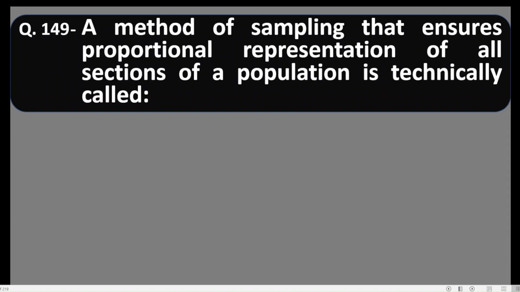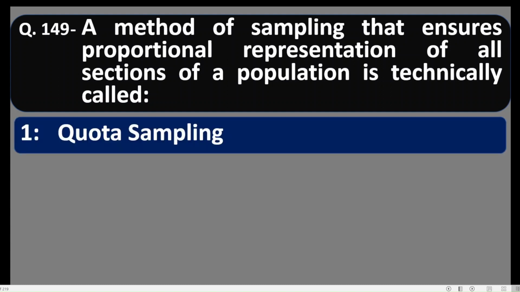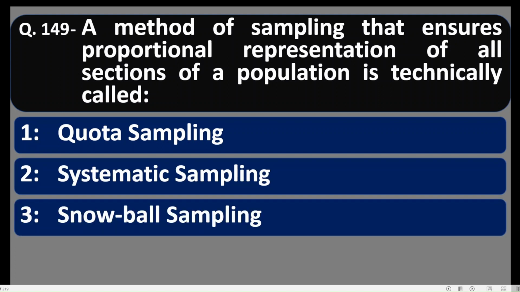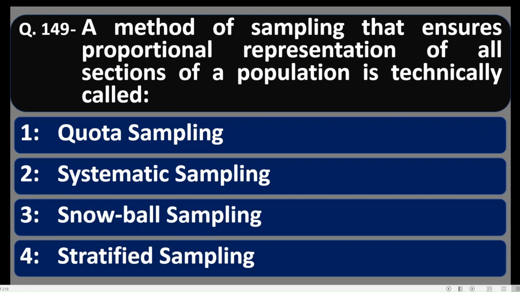Question number 149. A method of sampling that ensures proportional representation of all sections of a population is technically called, let us see the options: quota sampling, systematic sampling, snowball sampling, stratified sampling.